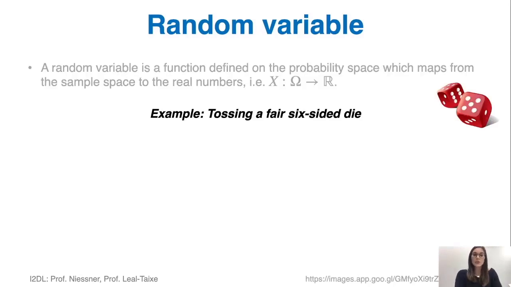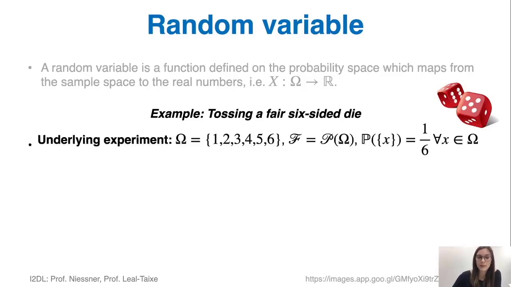So again, I want to talk about tossing a fair 6-sided die. This is the same example that we saw before for our probability setting. The underlying experiment, as we derived before, is that we have our omega, our sample space, which is the set of the numbers 1 up to 6. Then we have our event space, which I define as the set of all possible subsets of omega, so our P of omega.